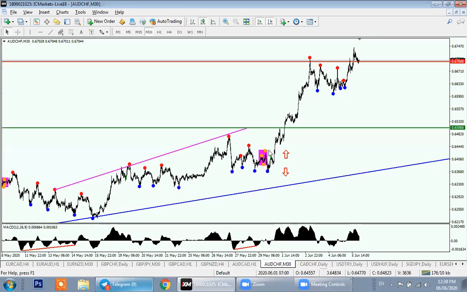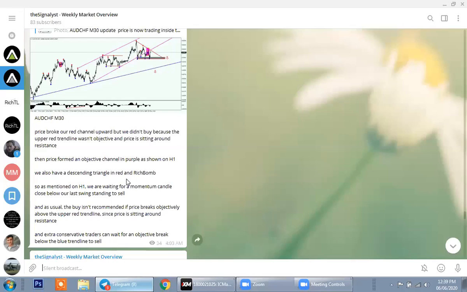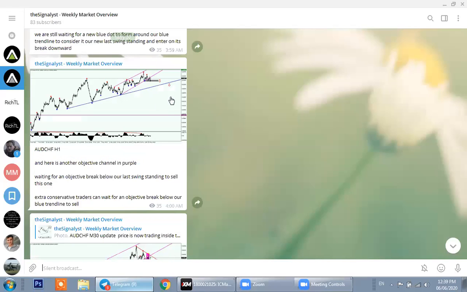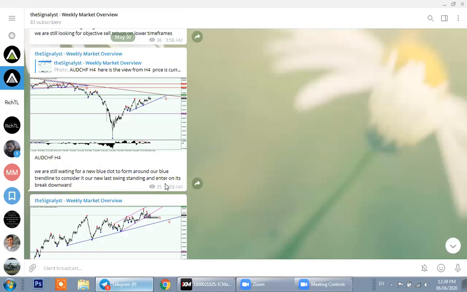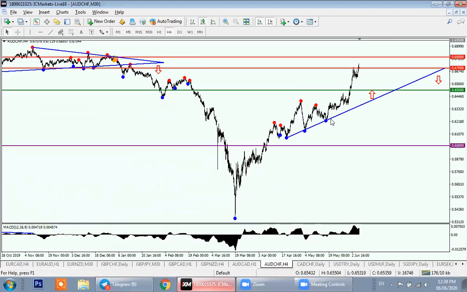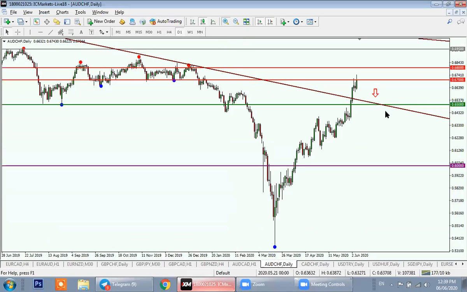So let's delete our previous analysis. So that's it for M30. For H1 as well, we didn't have a candle close below our lower purple trend line. On H4, price didn't break below it as well. On daily, as mentioned before, price didn't respect our resistance and broke it upward. We didn't enter a sell.